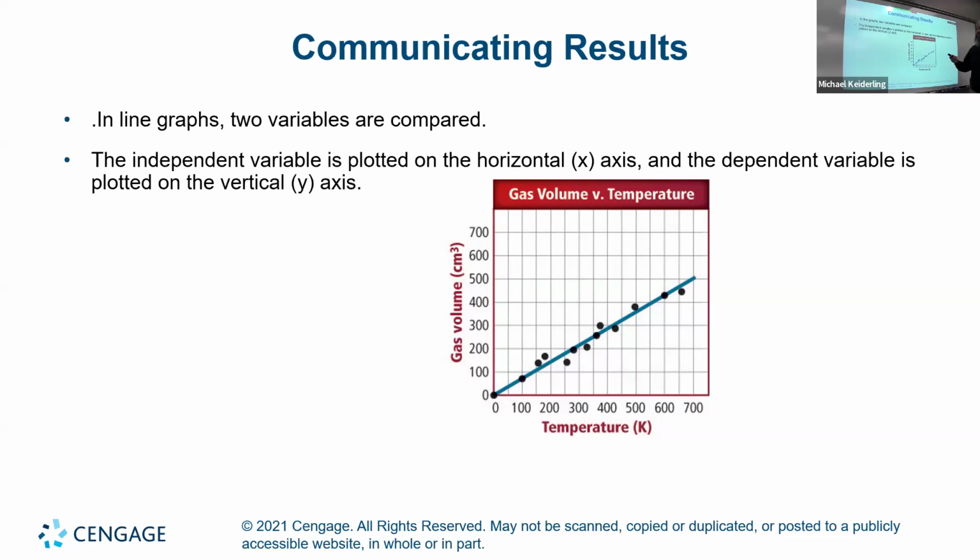So two variables are compared. The independent variable gets plotted on the horizontal axis generally, and the dependent variable on the vertical axis. Here we're looking at gas volume versus temperature. What we're trying to understand is how gas volume varies as we control temperature. These points are the individual points we've plotted, and then this line here is sort of a fit.